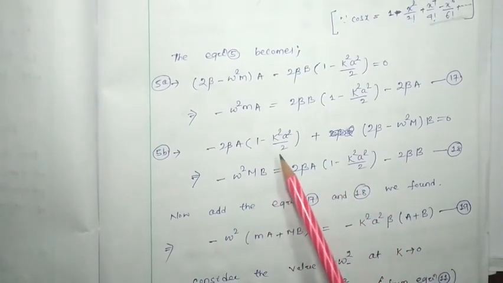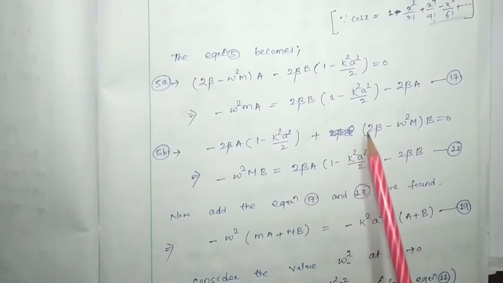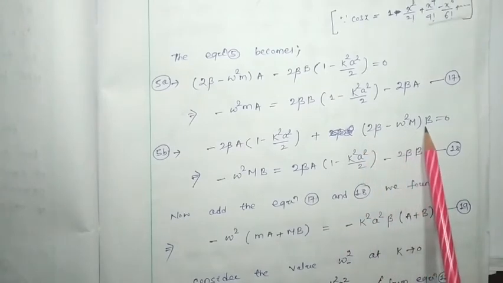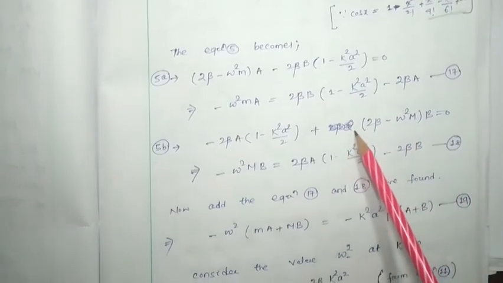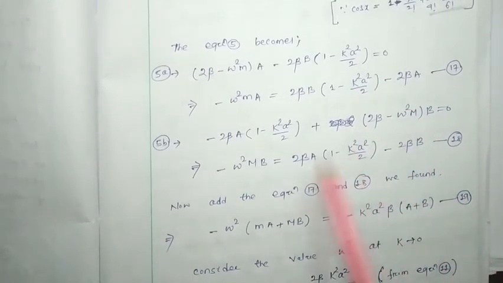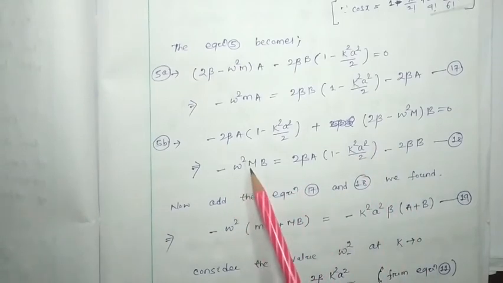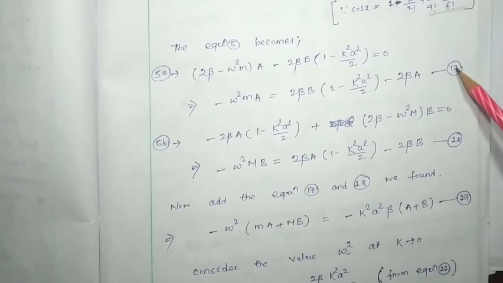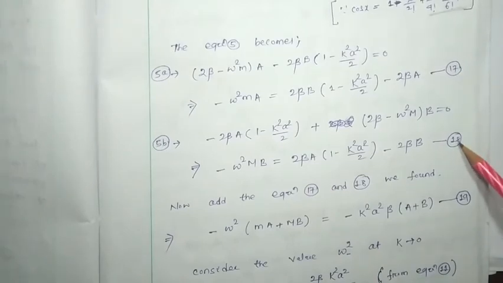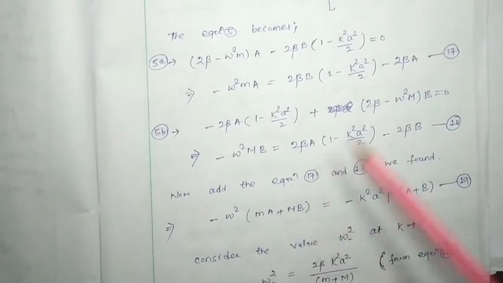So it will be 2β − ω²m. This is b equal to 0. Further simplification, you can get −ω²Mb will be equal to this much. This is equation number 17 and 18. This is 18. Now add these two equations.